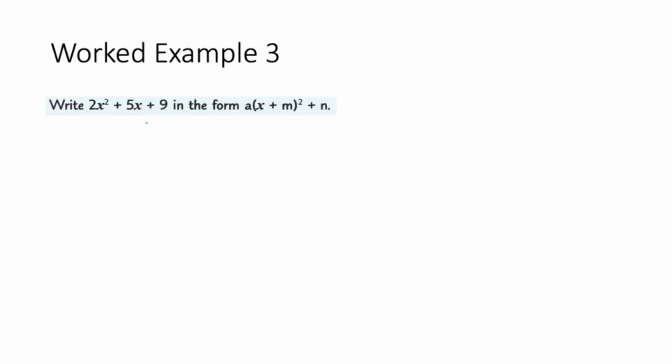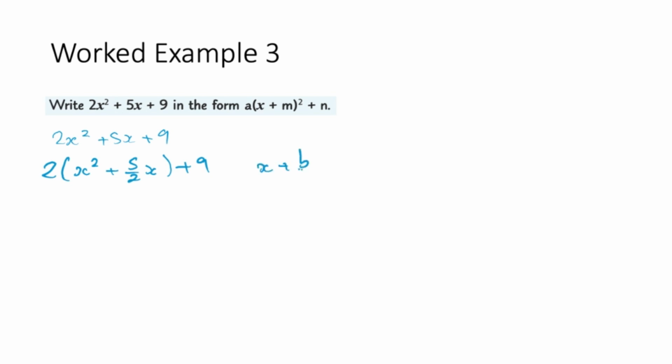Write 2x squared plus 5x plus 9 in the form of a(x + m) squared plus n. So you start off writing your equation, so 2x squared plus 5x plus 9. Now with this one, the b term is not even, so you'd have to put it over 2. So first of all, you take common factor 2 out, x squared plus 5 over 2 x. Now this is important, do not miss this out. Make sure you divide b by 2. Plus 9.